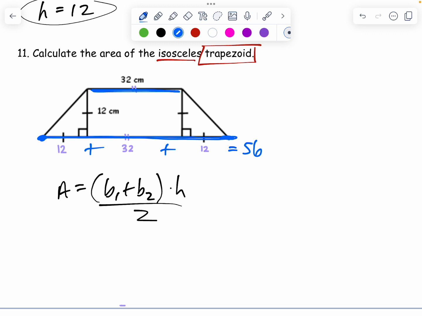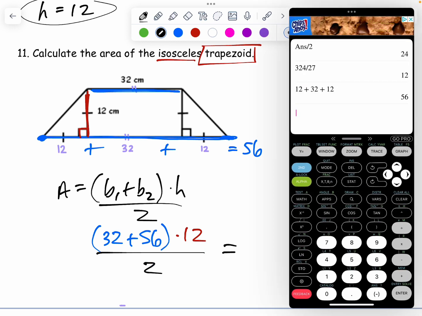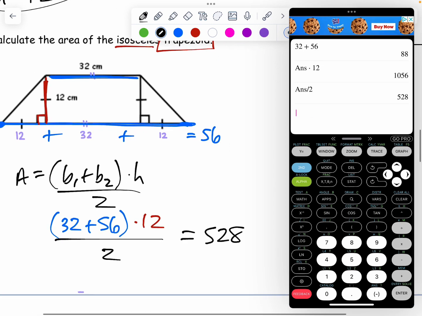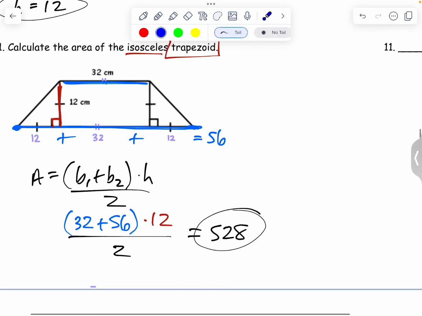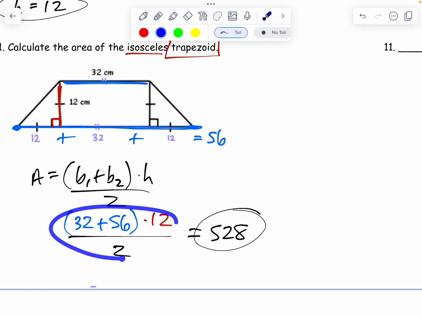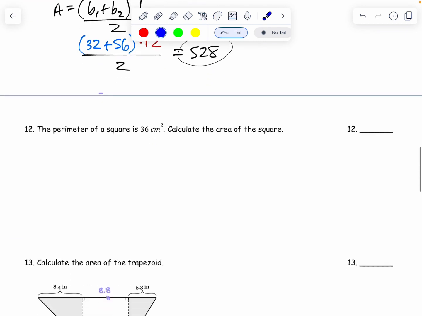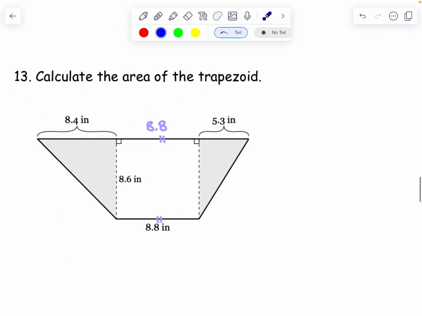So I'm going to put those into my formula. They're my two bases. The top one is 32. The bottom one is 56. Figure out the height. Ooh, I got to find those right angles. How far apart are the two bases together? It's 12. And I can't forget in my formula to divide by 2. So in my calculator, I'm going to do 32 plus 56 times 12 divided by 2. And I got 528. Brilliant. Once again, I'm going to give you a point for the formula, a point for plugging in all the numbers, and then I'll give you your last point for punching it into the calculator correctly and getting the right answer.